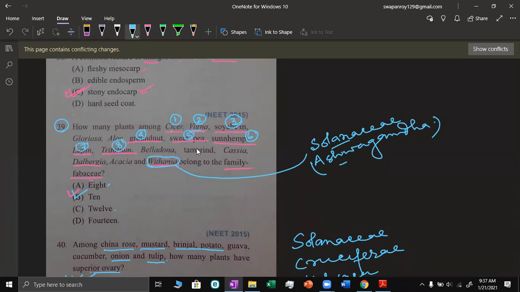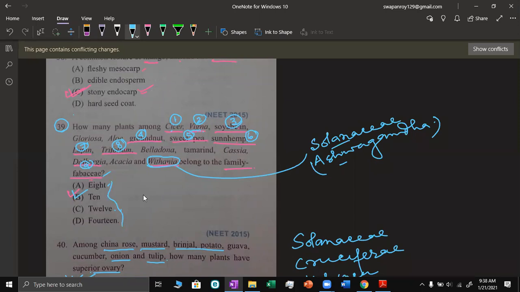Belladonna is also Solanaceae. Tamarind is a Caesalpinia, cassia is Caesalpinia, acacia is Mimosoideae, Dalbergia is sisu, a timber tree. That is nine. So nine are from the family Fabaceae, and there is no option of 9.